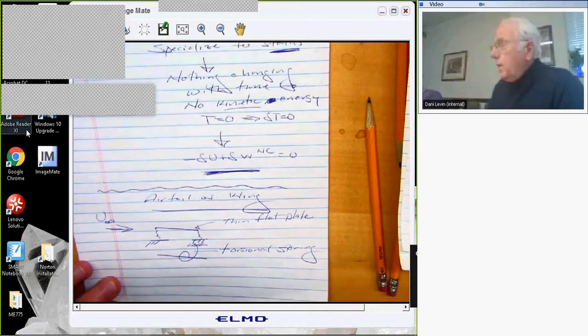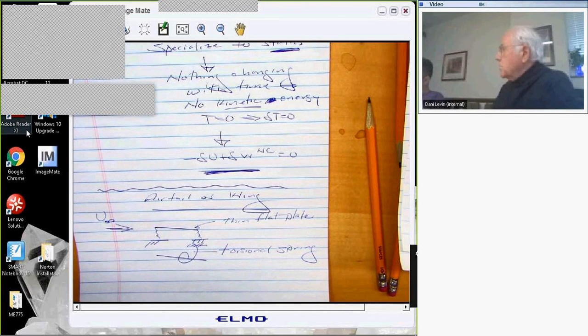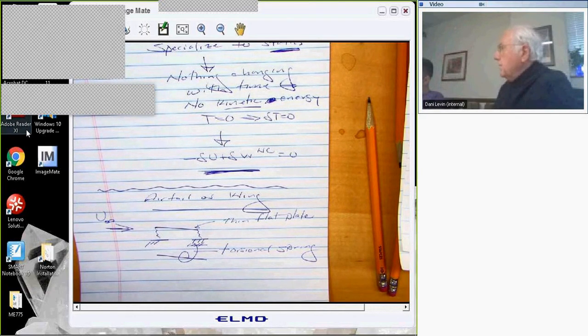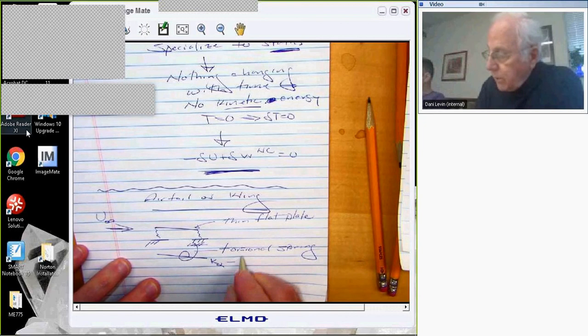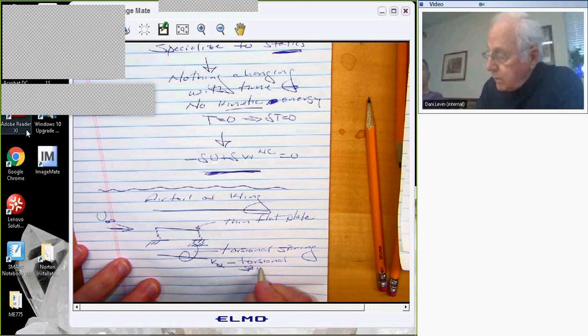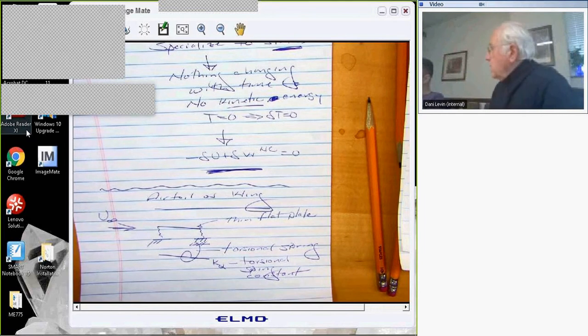What do we mean by a torsional spring? We mean that when this plate rotates, there's a spring that's resisting that torsional deformation. Okay? And K sub alpha is the torsional spring constant. And now the question is, what is the potential energy associated with the torsional spring?